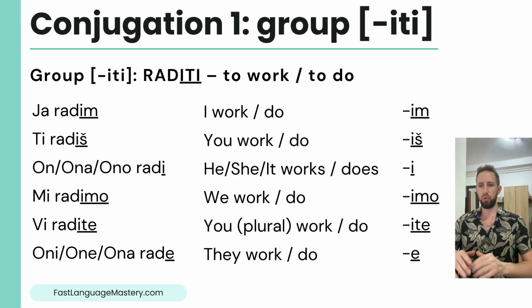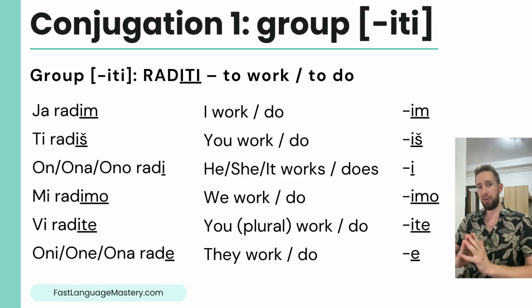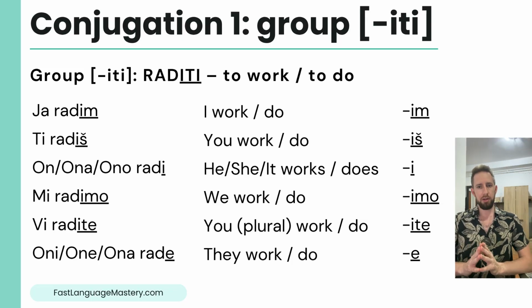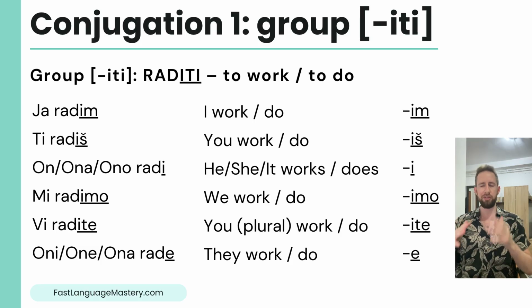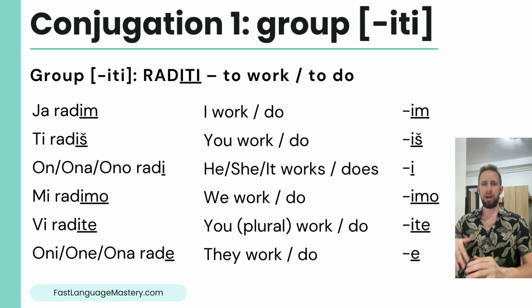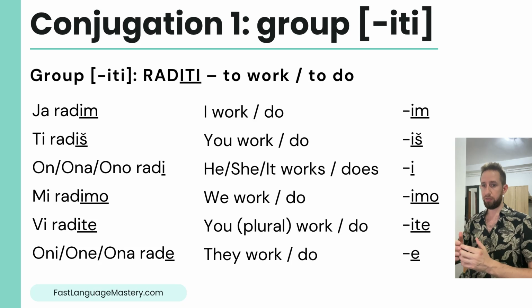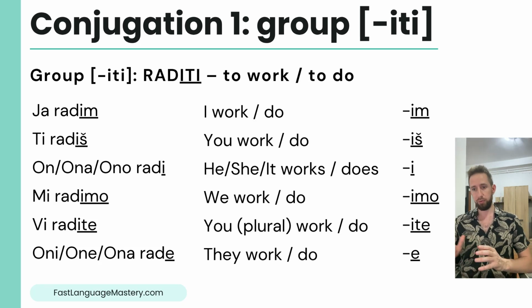Here it means that you, all of you, it means more than one person, plural. Also, we use vi instead of ti for formal expressions, for formal addressation. When we address someone who is higher status or who we don't know, we use vi, like to be polite. Okay, so vi radite, you work or you do.